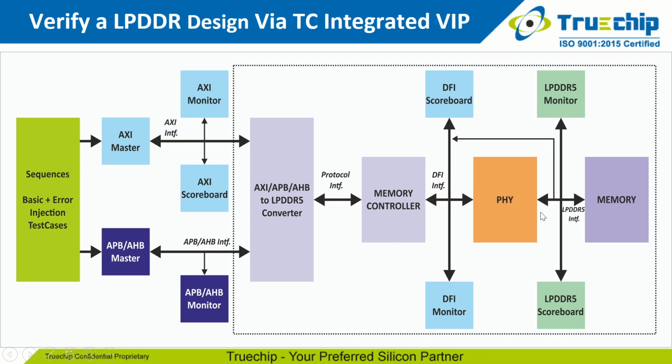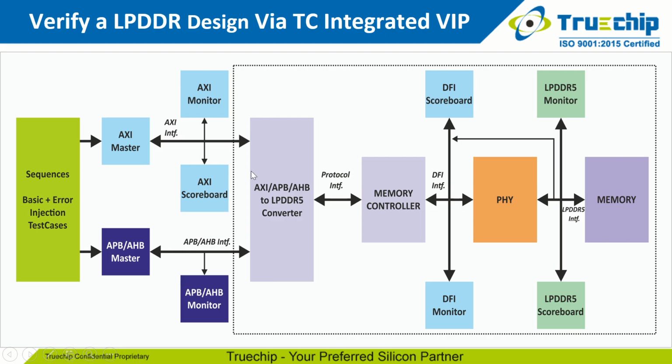The LPDDR5 interface is also connected to two components. One is the LPDDR5 monitor, which acts as a protocol checker and shouts the error in case of protocol violation. And another component is the LPDDR5 scoreboard, which checks the data integrity. Through the LPDDR5 interface, transaction is transmitted back to DFI5 and from DFI5 to memory controller via DFI interface, from which it goes to the converter via protocol interface, which converts into AXI AHB APB format and transmits further to AXI and APB interface.